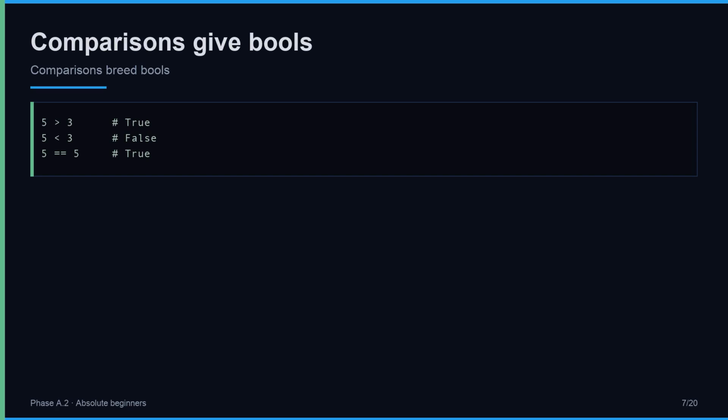This is where bools are born. When you compare two values, Python answers with a bool. 5 > 3 is True. 5 < 3 is False. 5 == 5 is True. Notice the double equals, two of them, which asks a question rather than assigning a value. Every comparison produces one of the two bool values, True or False, with nothing else possible.